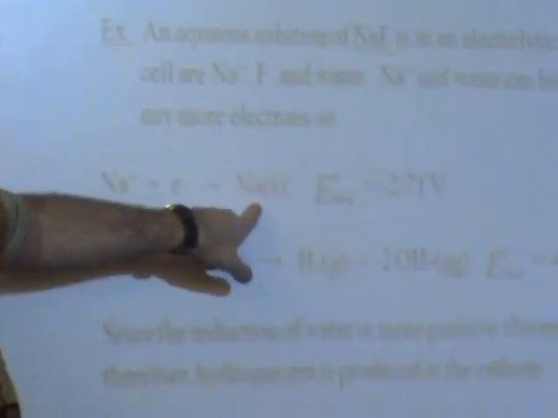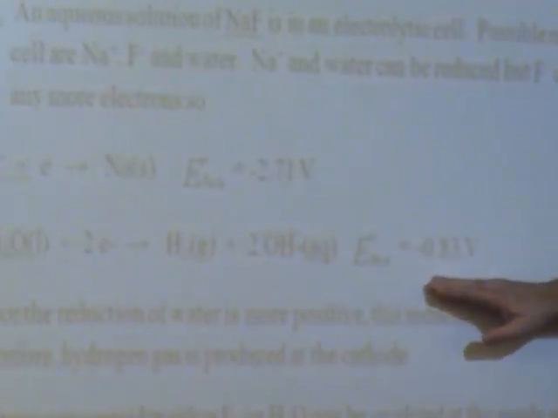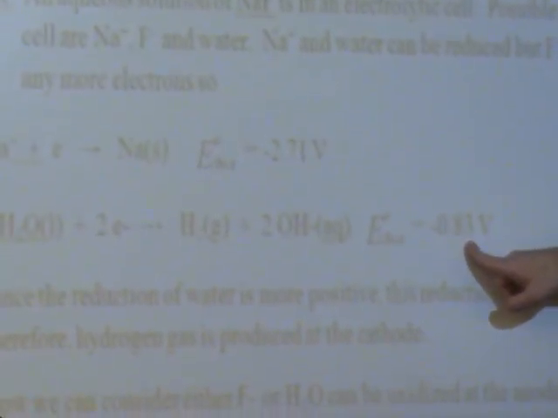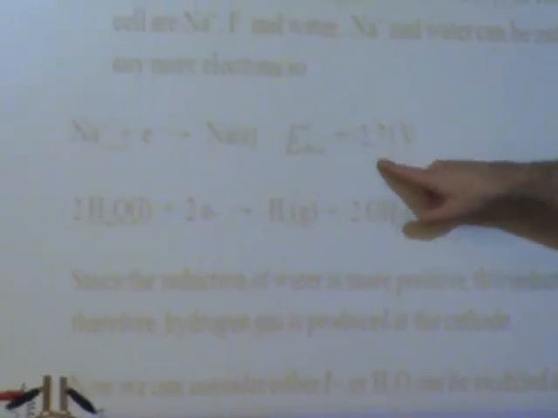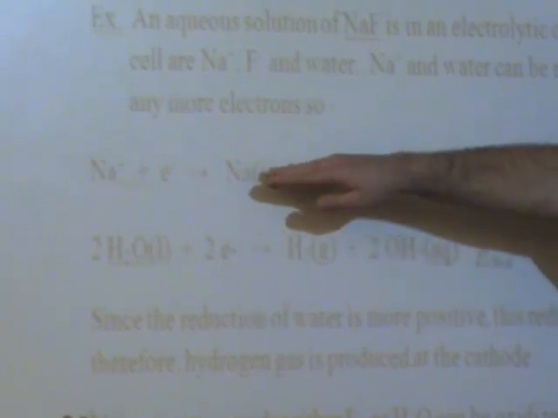The sodium is gaining an electron to go to sodium metal. The water could also be reduced. So what I must consider is, here is my reduction of sodium, here is my reduction of water. The negative sign indicates that both of them are non-spontaneous. But what does this number compared to this number mean? It's easier to reduce water. So when this occurs at the cathode, you won't get sodium metal, you'll get hydrogen gas.